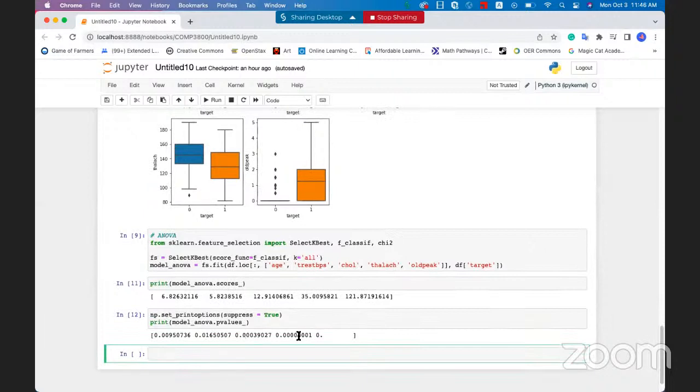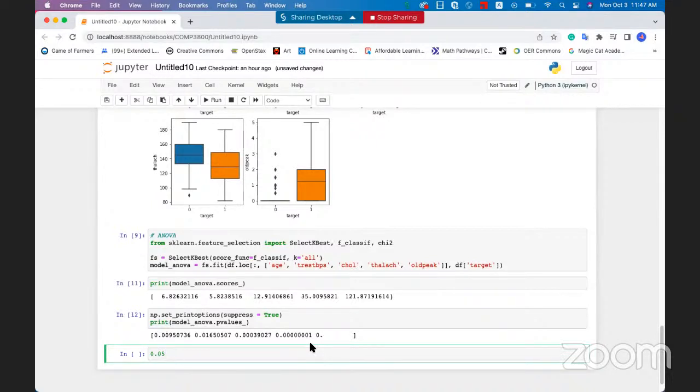Okay, if the p-value is smaller than 0.05, that means that the difference between the groups is significant. We reject the null hypothesis that there's no difference. So if the p-value is smaller than this one, the difference is significant.